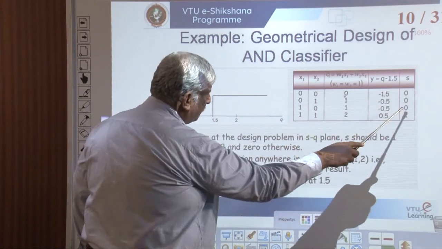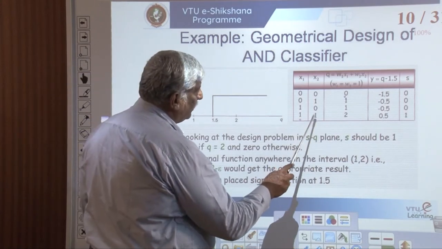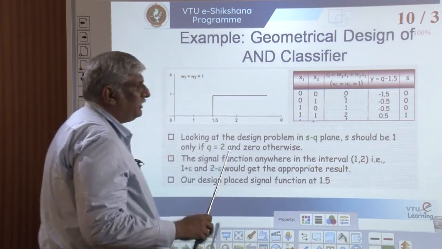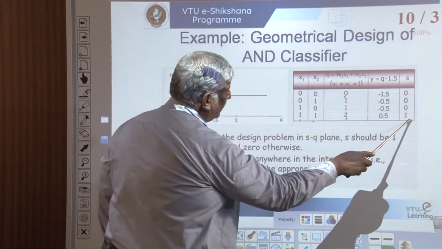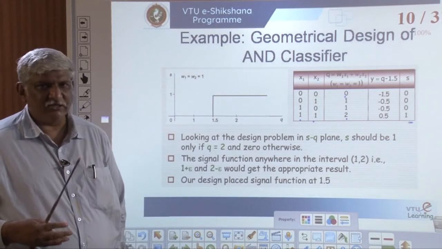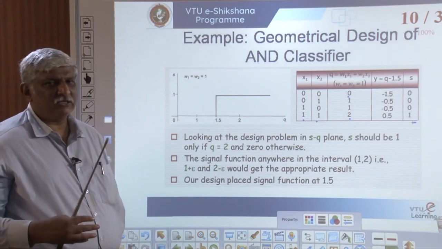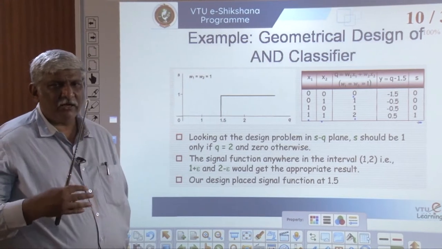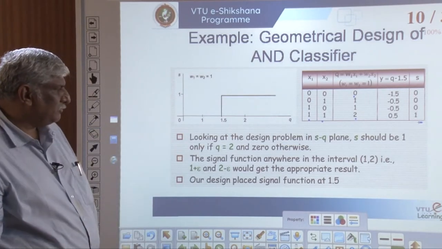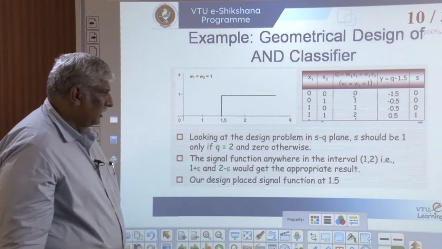Third case also it is a negative number, my output is 0, and the positive case, when I am giving 1 and 1, the output is going to be 2, and y is equal to 0.5, which is actually a positive number. So, I will be getting the output as 1. So, using this particular set of equations, since it is an equation, we can linearly separate it. So, in most cases, linear means you can write it as an equation, you can write it as an expression. So, looking at this design problem in the SQ plane, the output should be 1 only if Q is equal to 2 and 0 otherwise.